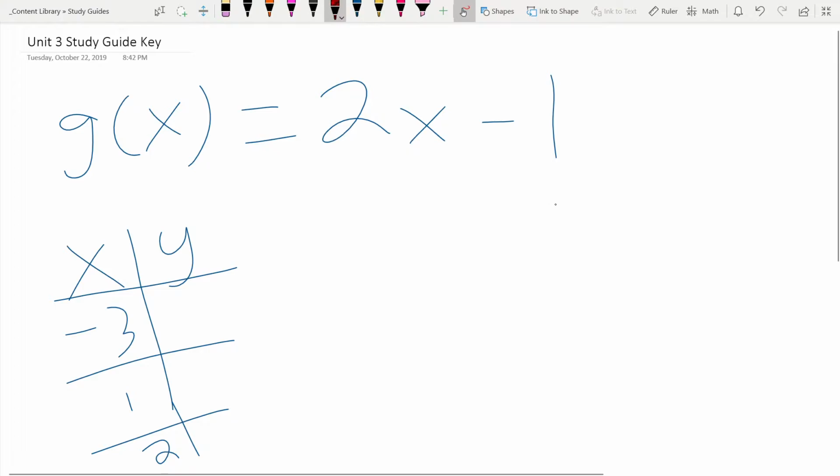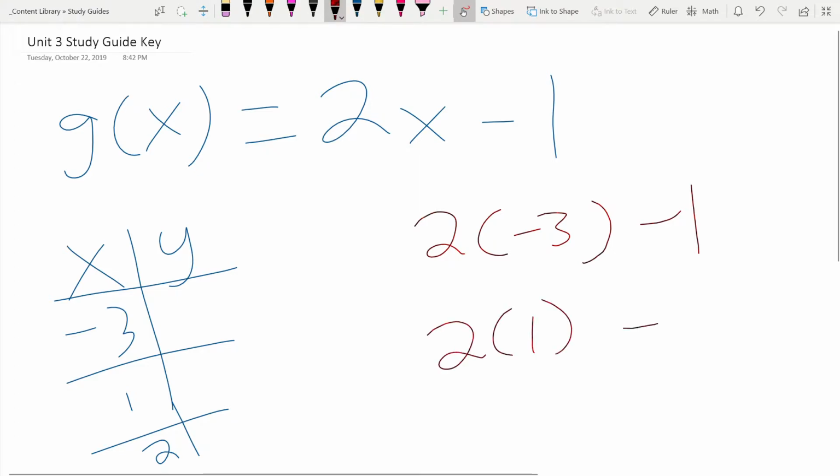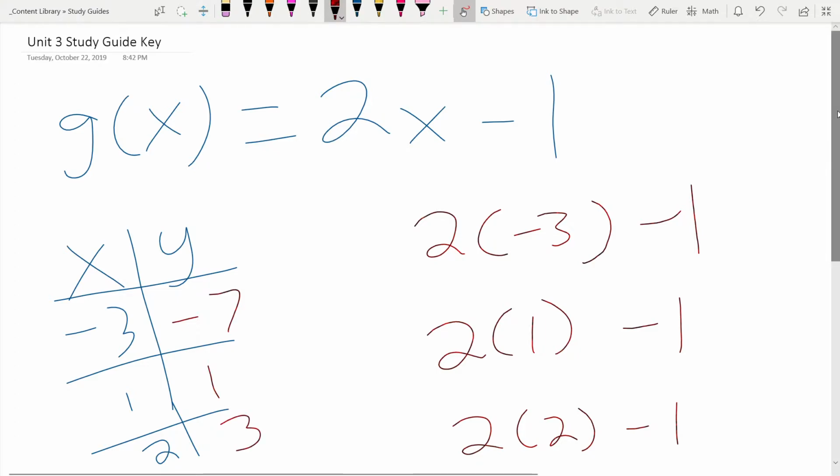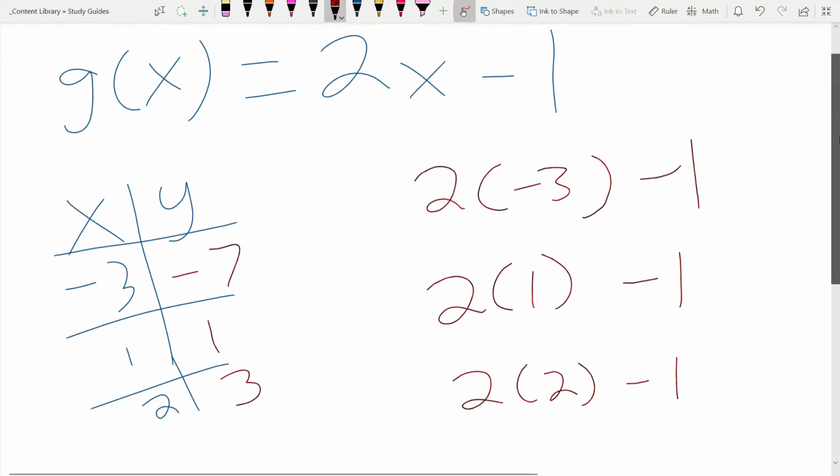So we're going to do 2 times -3 minus 1. We're going to do 2 times 1 minus 1. And then we're going to do 2 times 2 minus 1. If we do the order of operations, we get our answers of -7, 1, and 3. Then what we want to do with those numbers is put those on a graph.